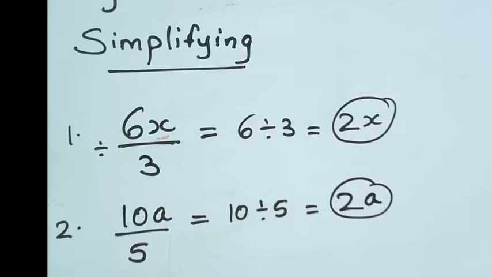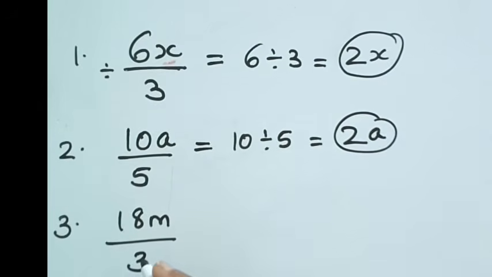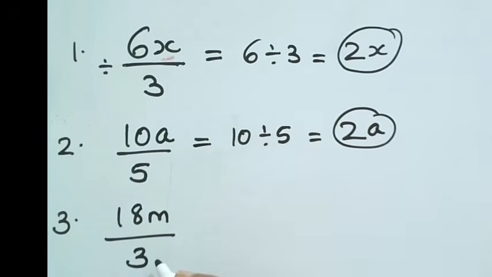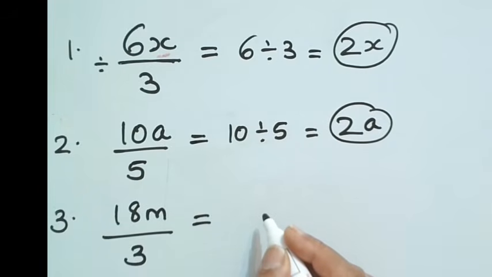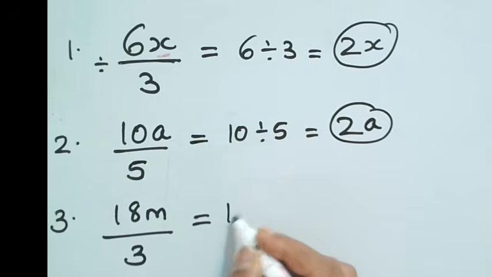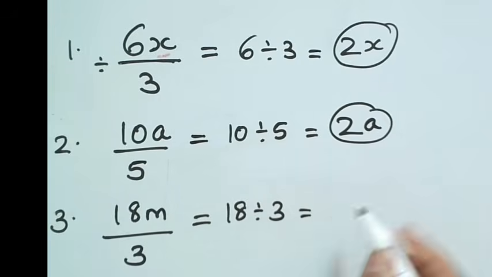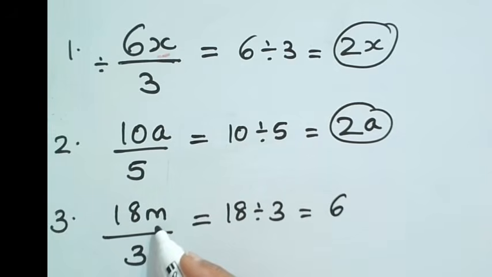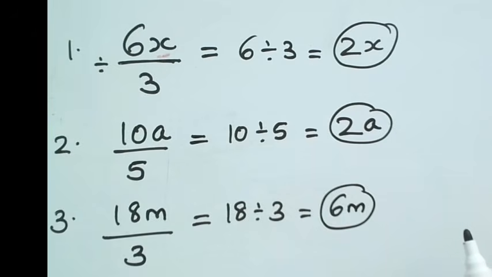Now let's see this one now. 18m over 3. So you're going to divide now. 18m divided by 3. Well done, it's 6m. Perfect. So divide number to number. 18 divided by 3. And you're going to ask how many 3 can make 18. It will be 6. And then you're going to carry the letter to your answer. So it will be 6m.